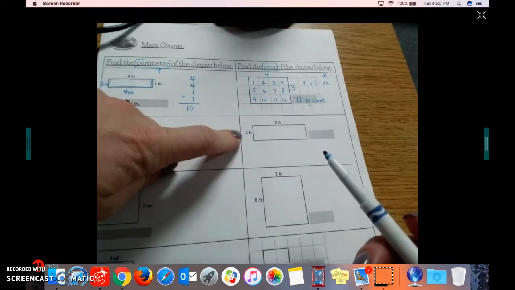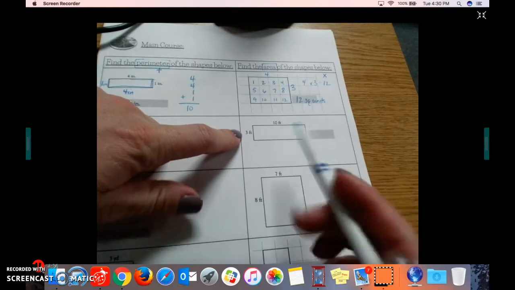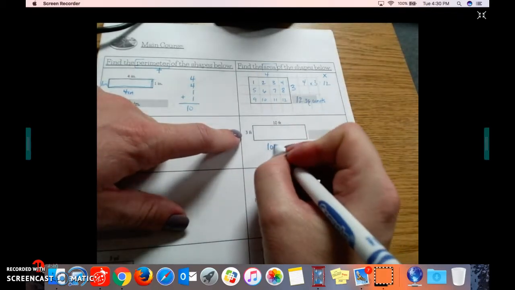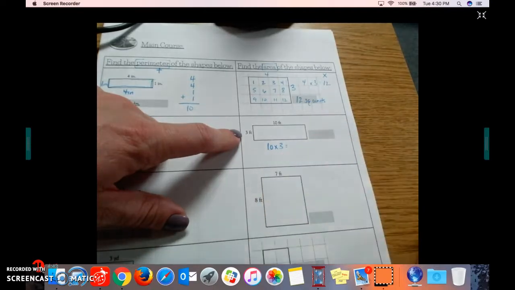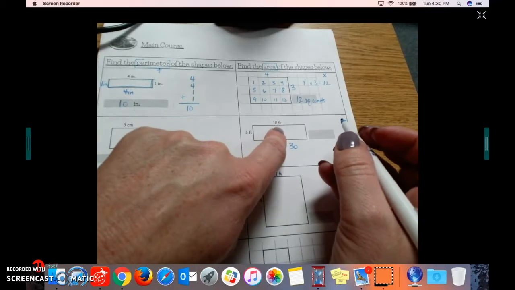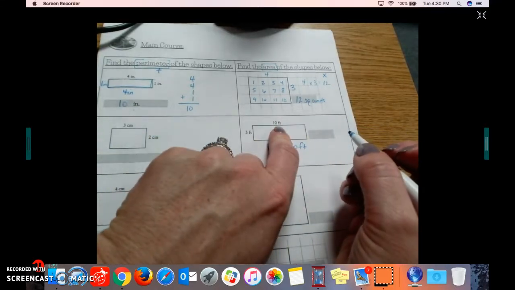Okay? We're going to go on and do one more area problem, one that does not have a grid, and we know that whenever we're finding the area of a rectangle, we're going to multiply the length times the width. So I have 10 times 3. And I know if I skip count by tens, 10 times 3 is 30. In this case, my unit is feet. And I want to make sure that it's squared because it's area. So it's going to be feet, and then I'm going to put that little 2.